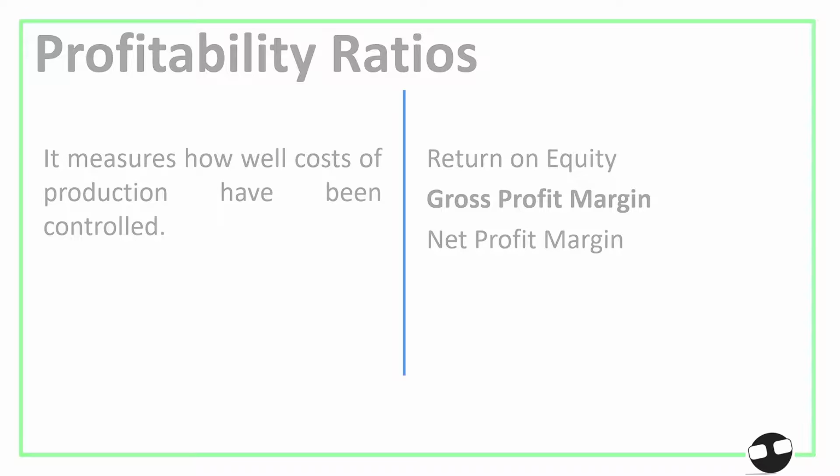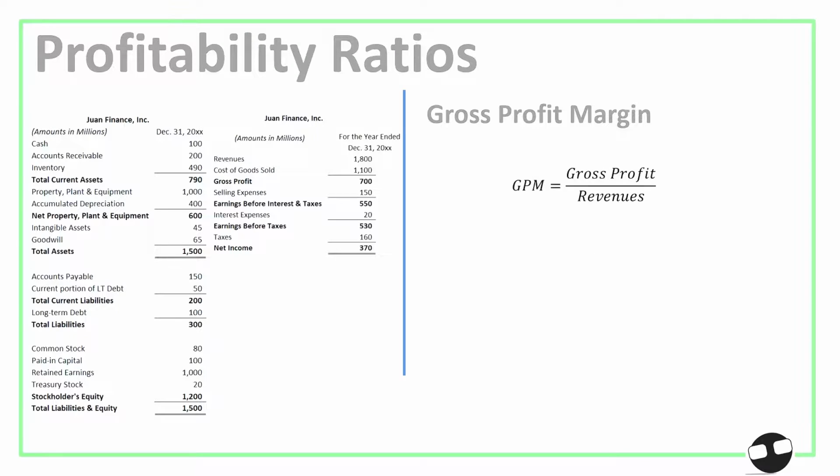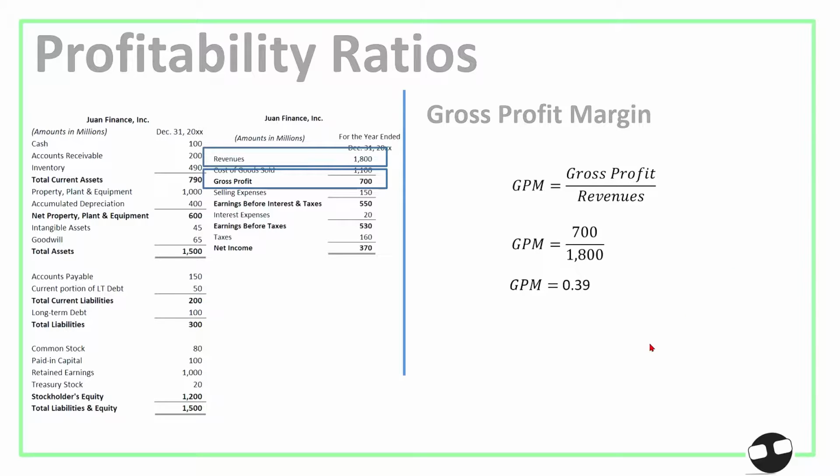So for gross profit margin, it measures how well cost of productions have been controlled. So we have gross profit divided by revenues. In this case, we have 700 divided by 1,800, and that would give us a gross profit margin of 0.39 or 39%. Now, this is very important because the gross profit margin would actually absorb all the expenses related to, let's say, selling, interest expense. So the higher the gross profit margin, the better.